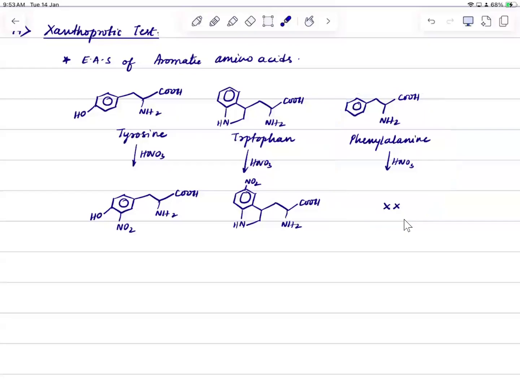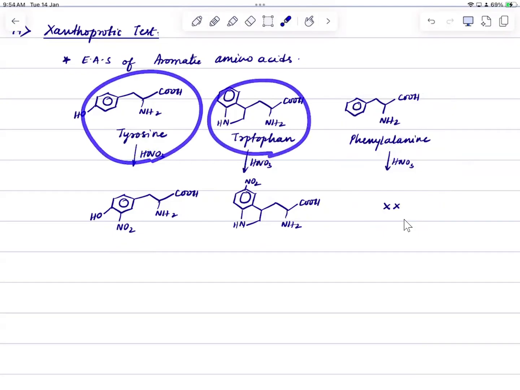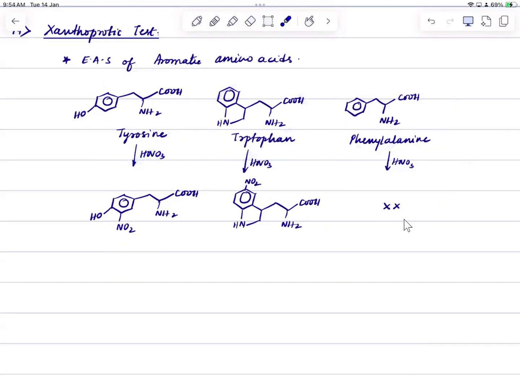But listen, be very careful. Suppose phenylalanine is given and there are three other options which have no benzene ring, then only go for phenylalanine. But if tyrosine is given and tryptophan is given, please give preference to these two. Got it? I hope all of you understood that.